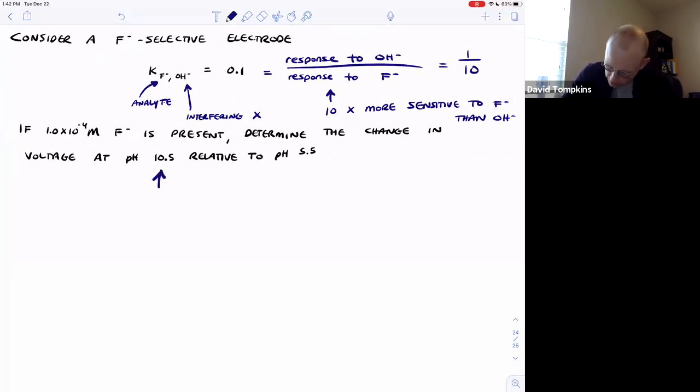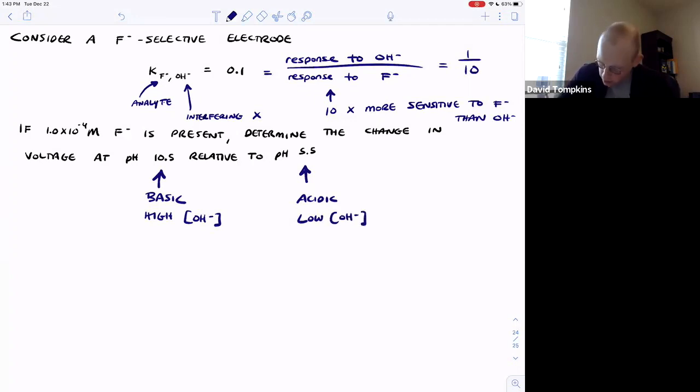Now, of course, a pH of 10.5 is a very basic aqueous solution. In other words, there's a high concentration of the interfering ion, hydroxide. Whereas pH 5.5 is much more acidic, and there should be a low concentration of the interfering hydroxide. So we're going to assume that in this much more acidic solution that the concentration of hydroxide is negligible. Protons are in a much greater concentration there. And the electrode here experiences no interference.